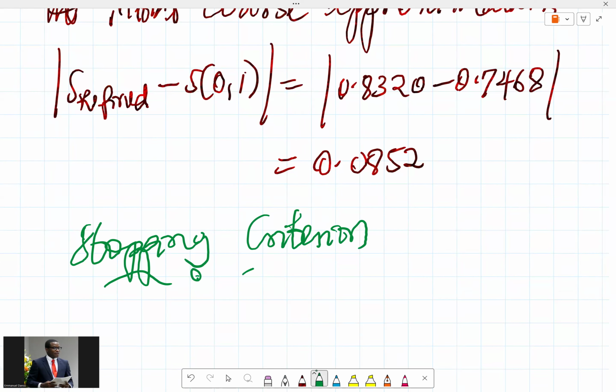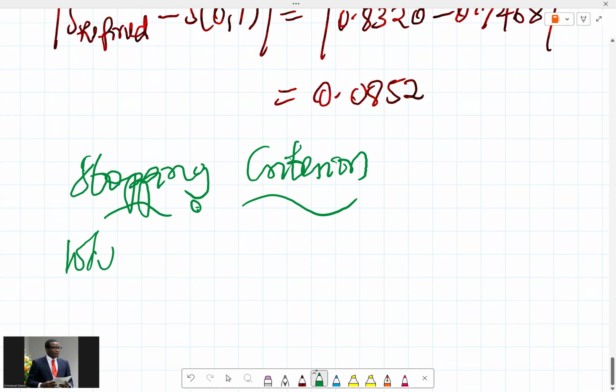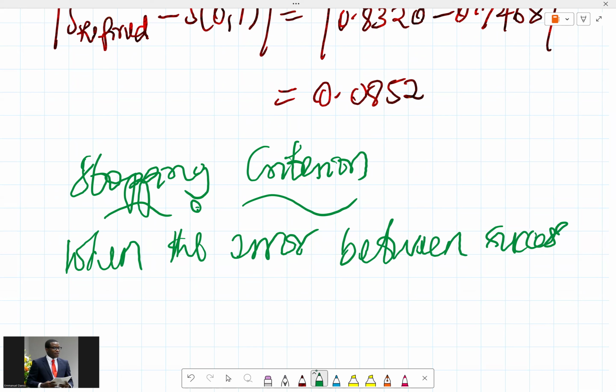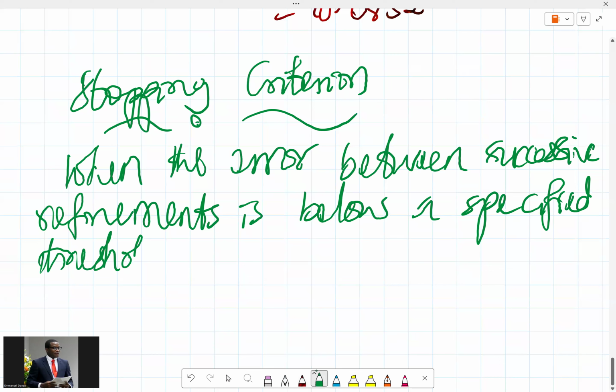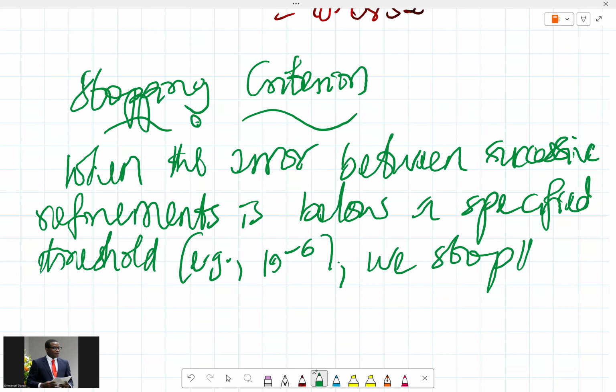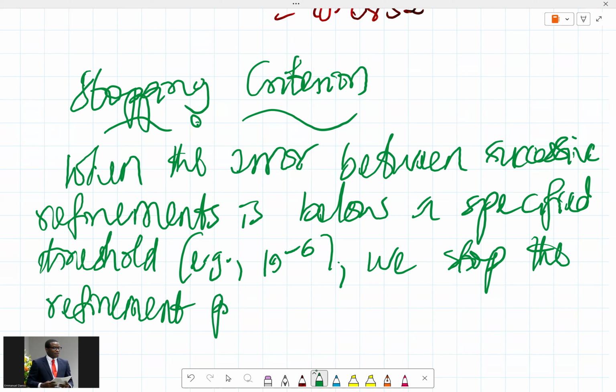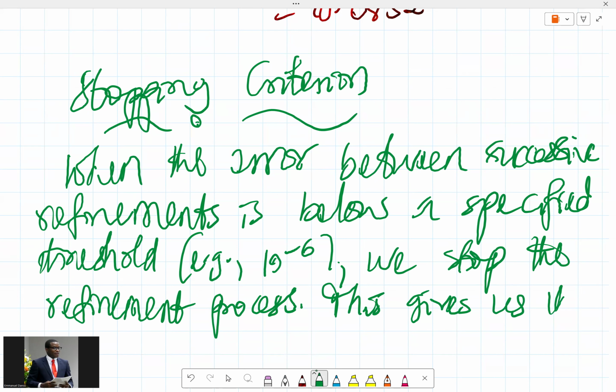You have to determine the tolerance you want. So when the error between successive refinements is below a specified threshold, e.g., you may want your threshold to be 10 raised to minus 6, we stop the refinement process. So this gives us the final result.